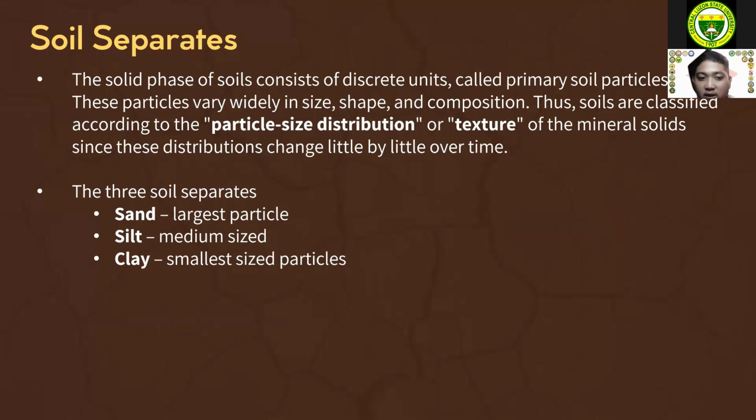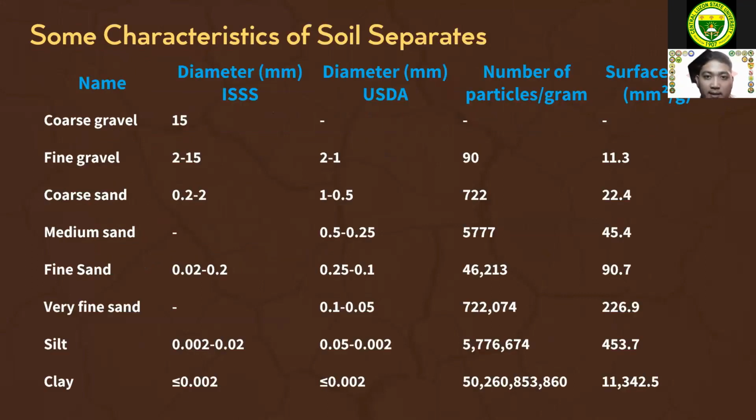So these are the three soil separates. We have the sand, which is the largest particle, the silt, which is medium size, and clay, which is the smallest size particles. So other than that, meron tayong mga beyond 2 mm na particles or soil separates, which is yung tinatawag nating gravel. Okay, we have fine gravel. So these are the different soil separates. We have clay, silt, very fine sand, medium sand, coarse sand, fine gravel, and coarse gravel.